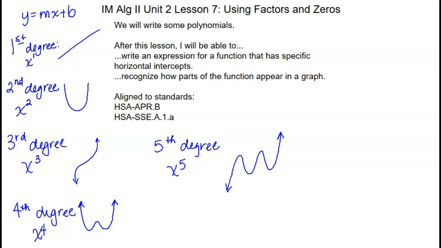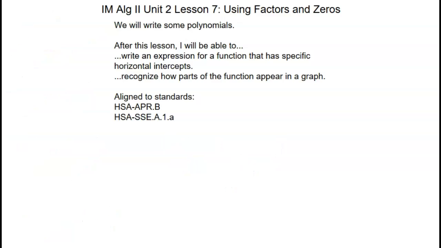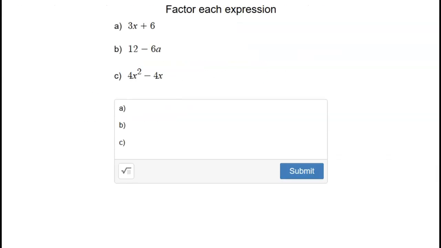So the biggest thing that your checkpoint is going to hinge on is being able to factor. When you factor, the very first thing that you always look for is GCF. Sometimes your GCF might just be a number, sometimes just a letter, and sometimes a number and a letter. But always, the very first thing you should look for is whether you have a GCF to factor out. Then you're going to divide each one of your remaining terms by that GCF.